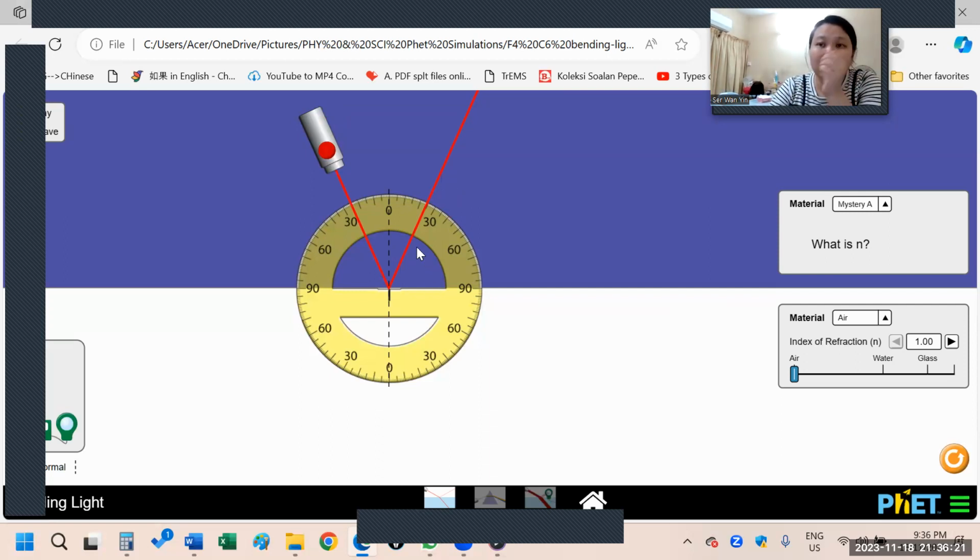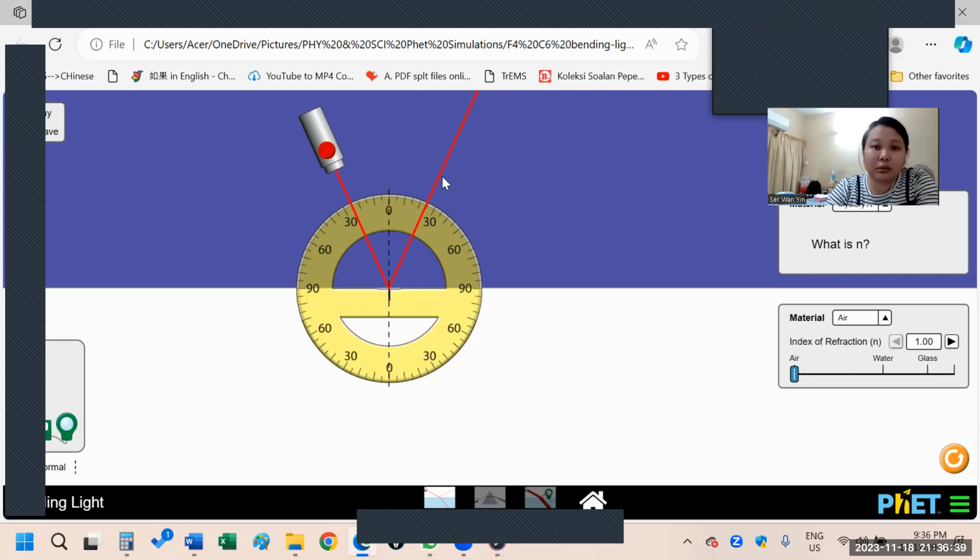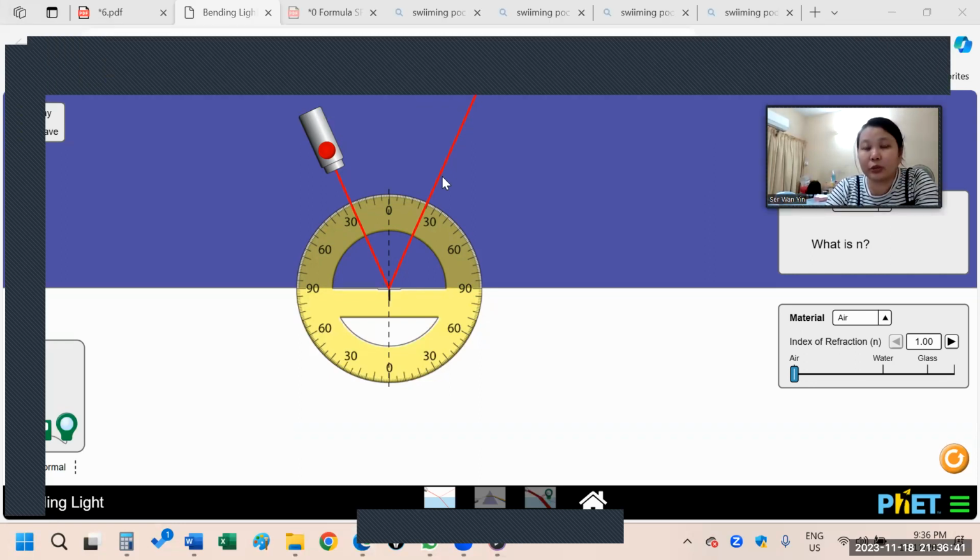Okay, so the answer for total internal reflection is in the module I sent you last time. We can continue next week in the class. So please bring the module to the school.